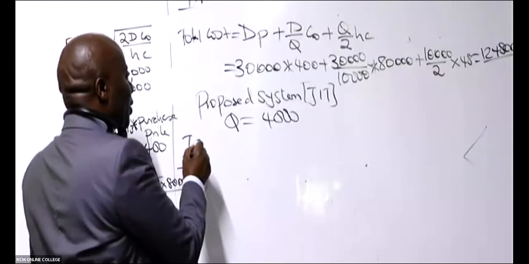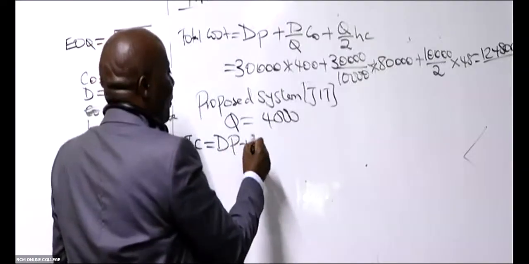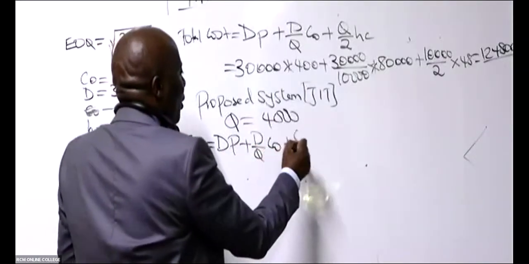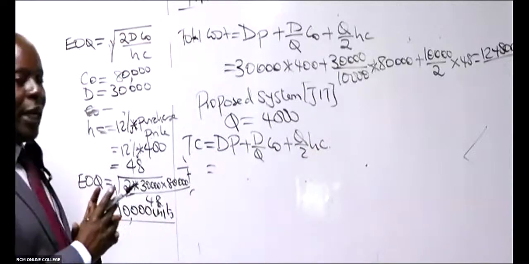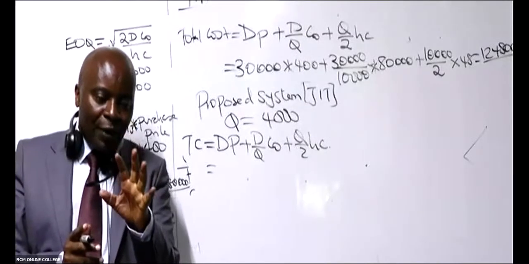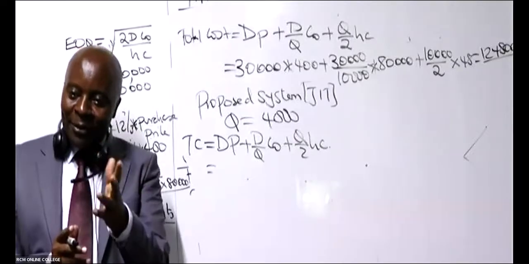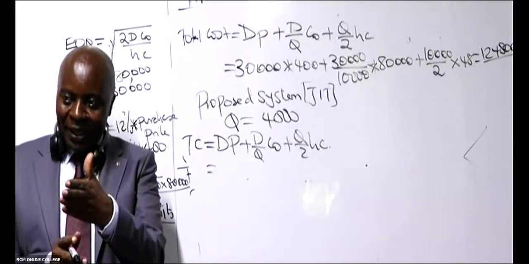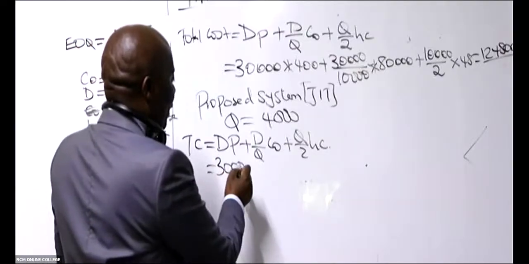I will be able to come and say total cost. I can remind the examiner severally. Total cost will be DP, plus D over Q, CO, plus Q over 2, HC. So in this question, do we have annual demand? Remember, annual demand is always known in advance and remains constant. So the 30,000 will not change because you have changed the system. So this will be 30,000, 30,000.